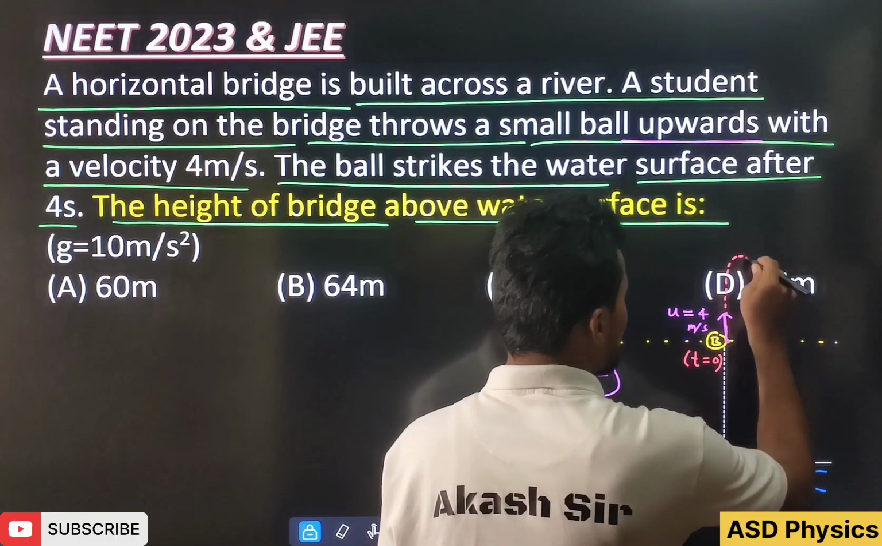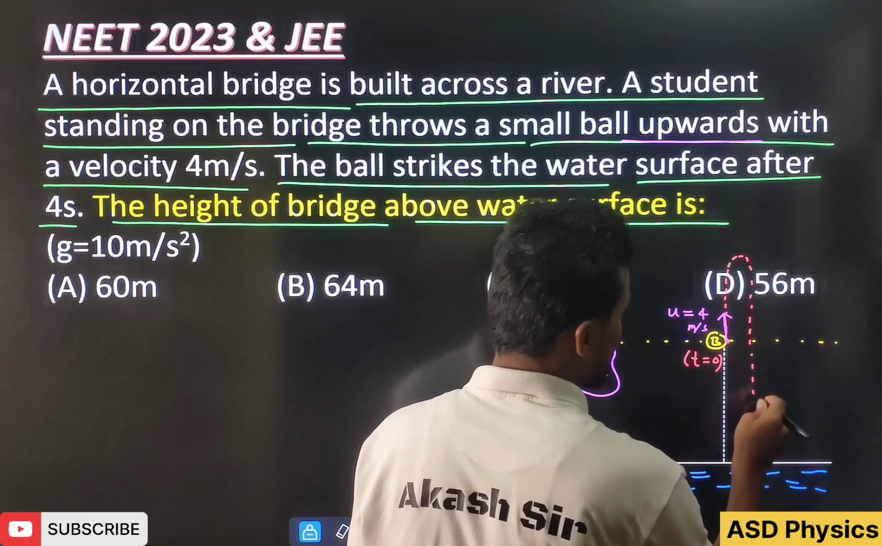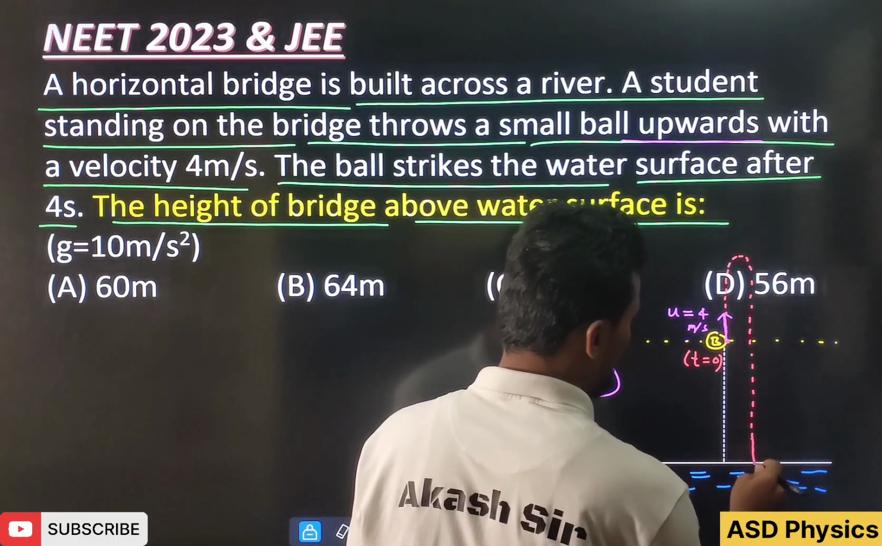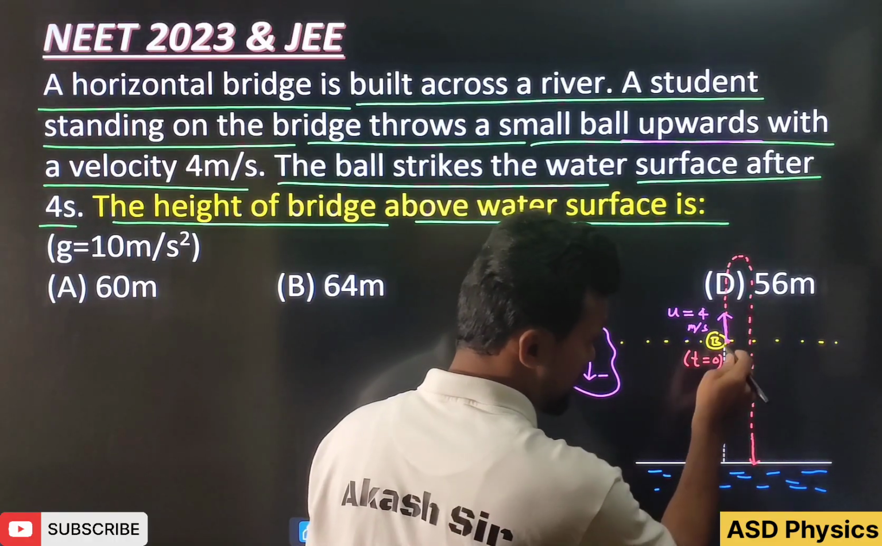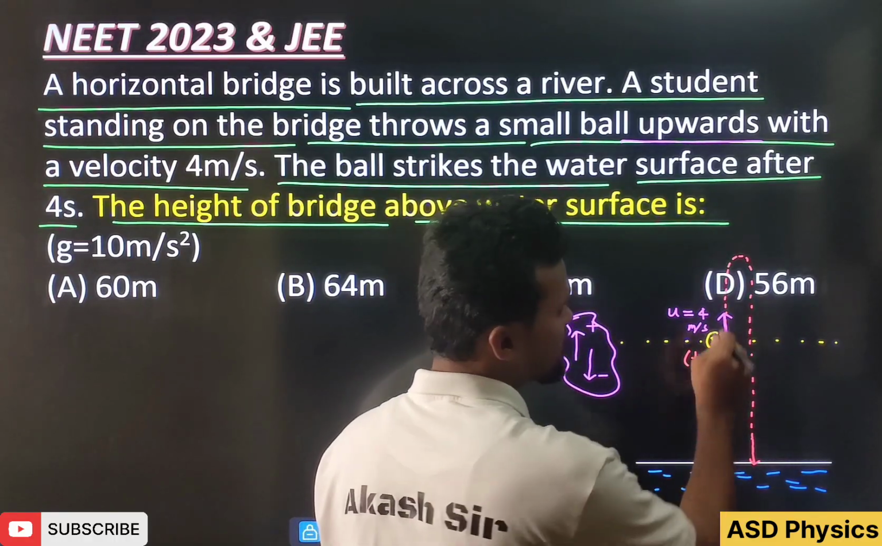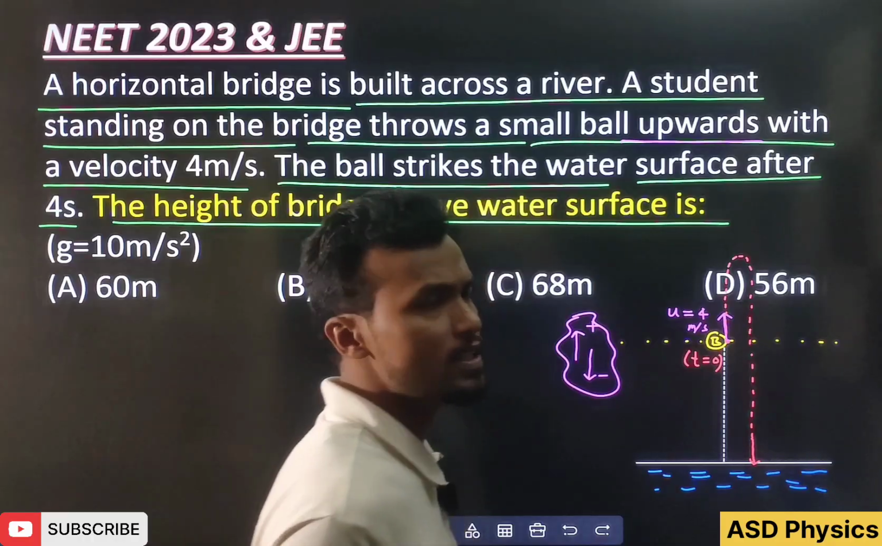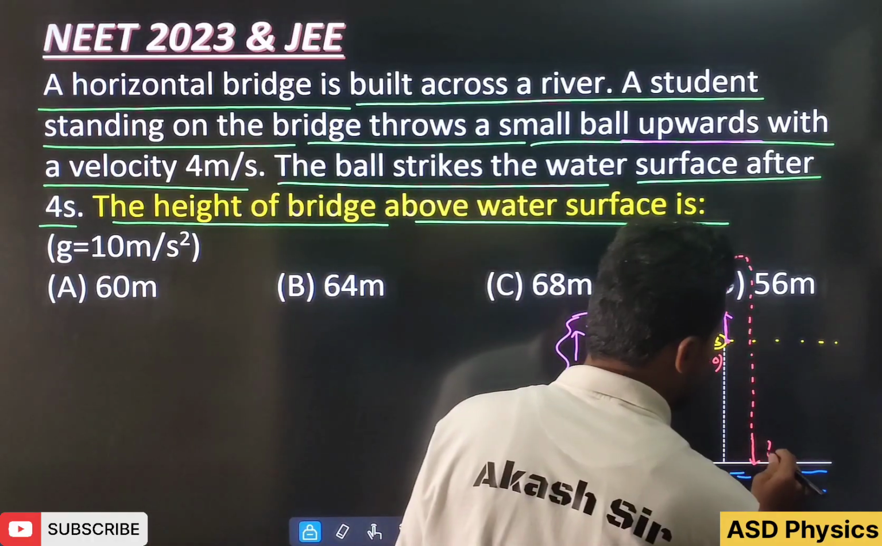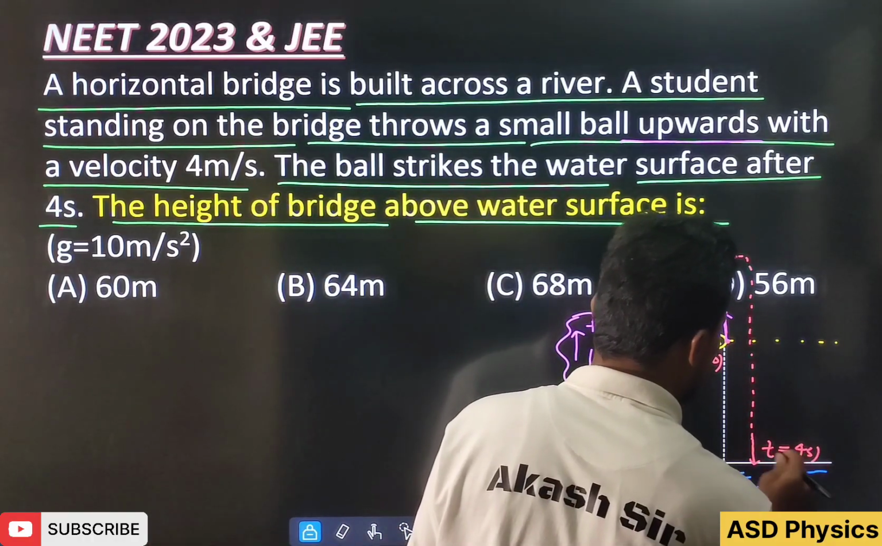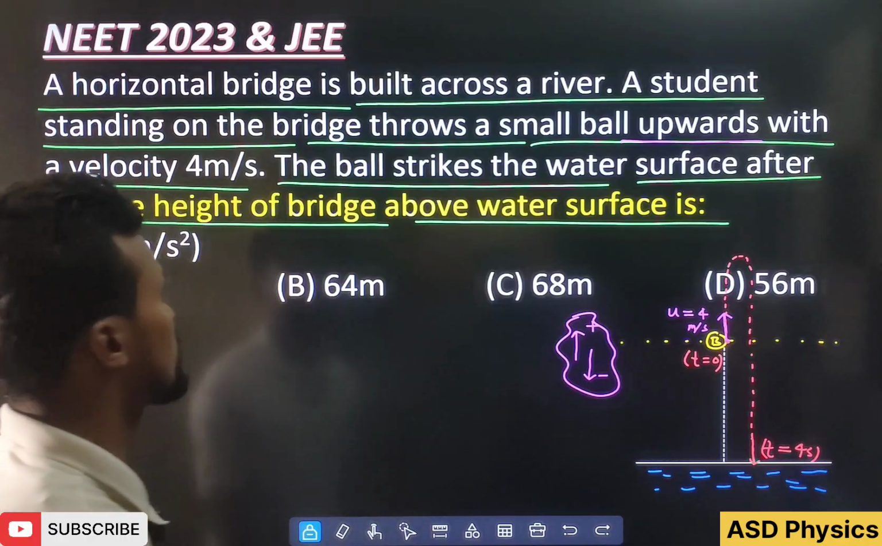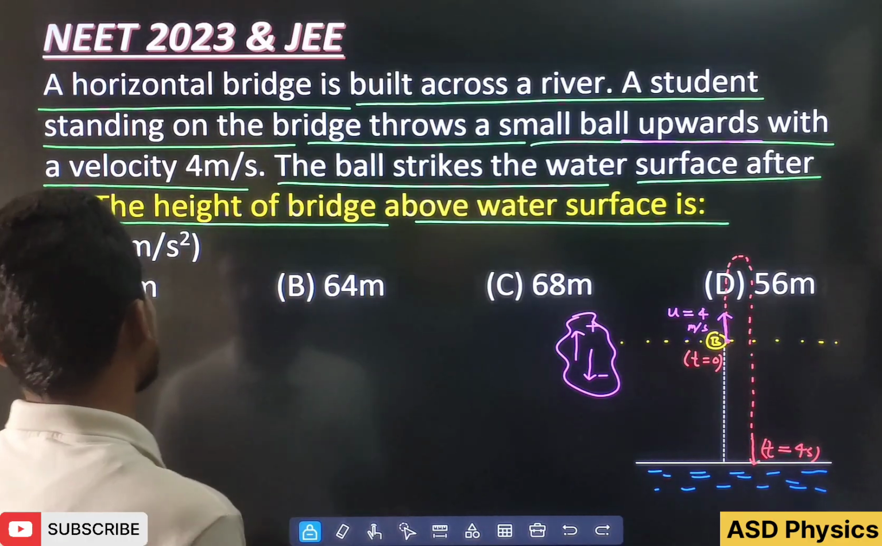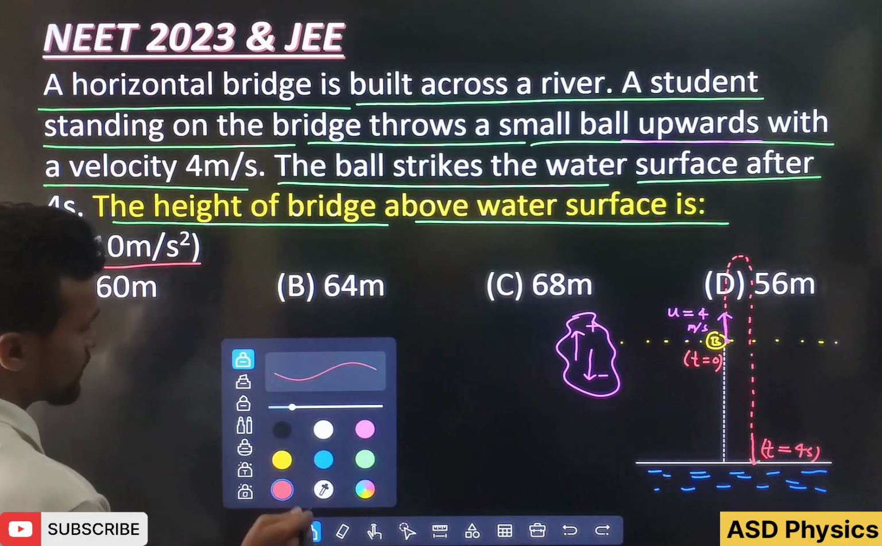So just for the representation purpose, we represent it like this. Actually the ball will go up and fall down here only, but just for representation we are writing this. How much time is this? The time is 4 seconds, so t equal to 4 seconds. And the g value given here is 10 meters per second square.